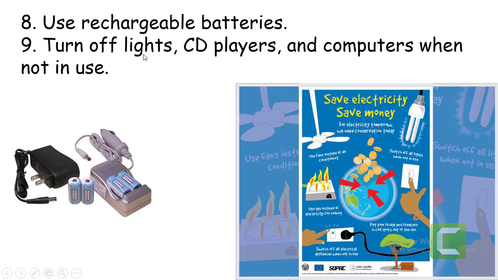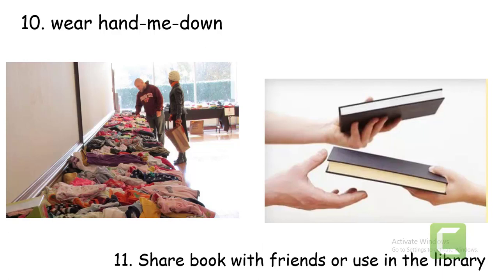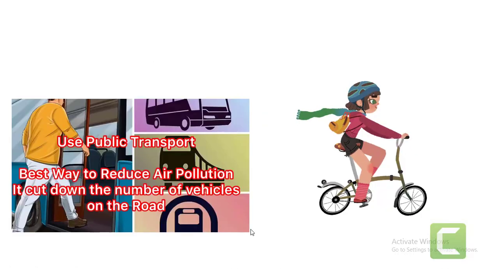Number 9, turn off lights, CD player, and computer when not in use. Okay, we can save electricity here. When we save electricity, then we can save money also. And wear hand-me-down or second-hand clothes. Here you can see, in Cambodia it is so expensive to buy, so we can share the book with friends or use the book in the library. You don't need to buy the new thing. If your friend buys it also, we just share together.